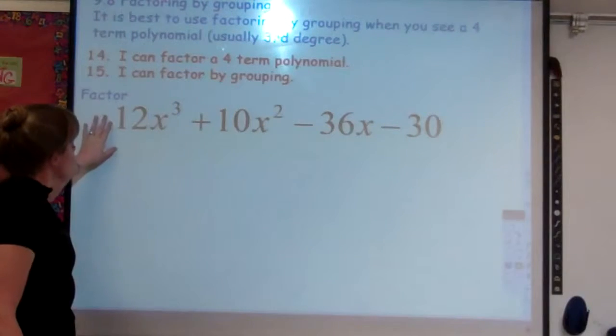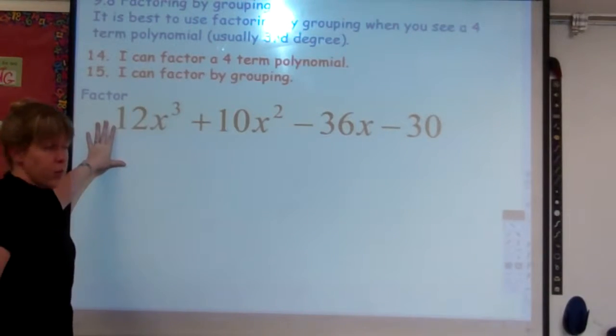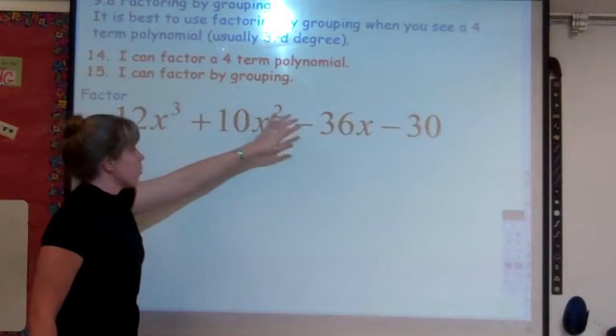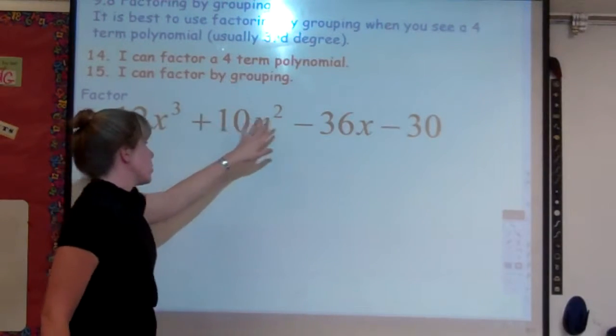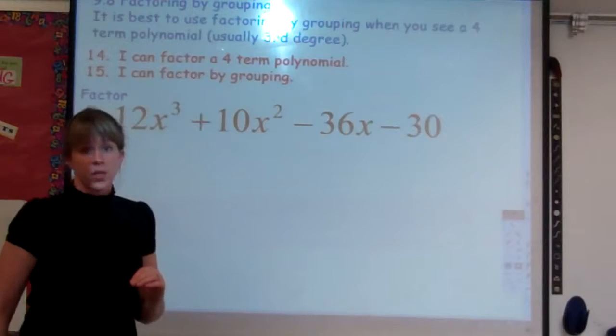So today we're going to be factoring by grouping. And when we factor by grouping, we're factoring a 4-term polynomial. So there are 4 terms, 1, 2, 3, 4, instead of 3 terms.